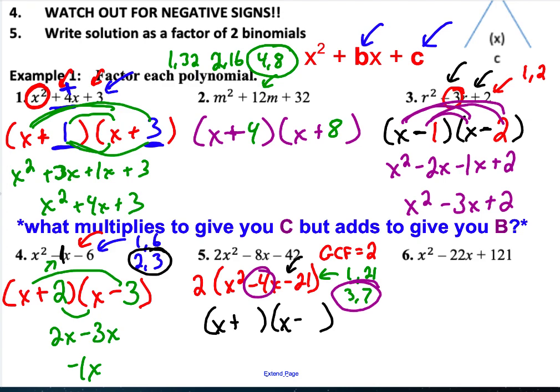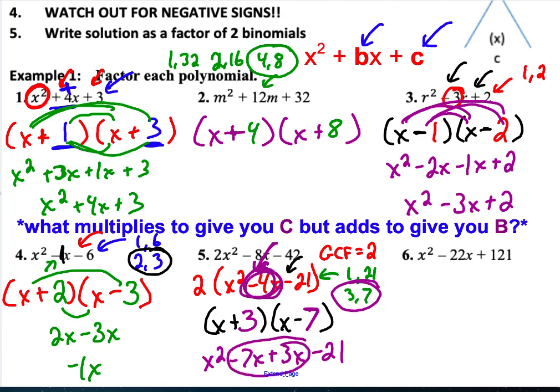Now, let's look at it a little more closely. I want a negative 4 in that middle term. So one's going to be positive, one's going to be negative, but when I combine them together, I got a negative. So that means my bigger number needs to go with my subtracting, my negative, and my smaller number goes with my addition. So that way I would get x squared minus 7x plus 3x minus 21. And those 2 in the middle would give me my negative 4 that I'm looking for.